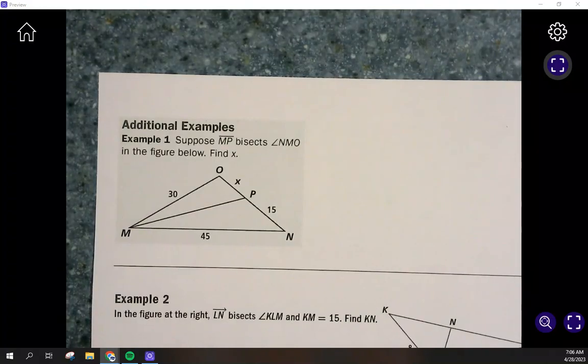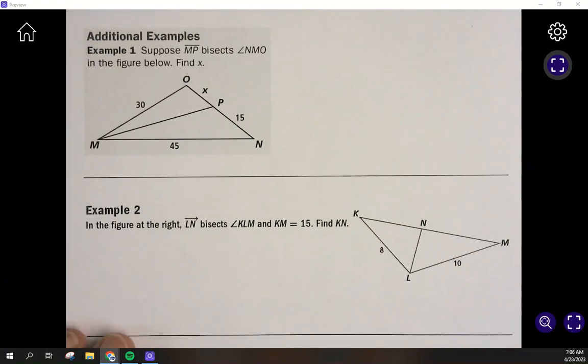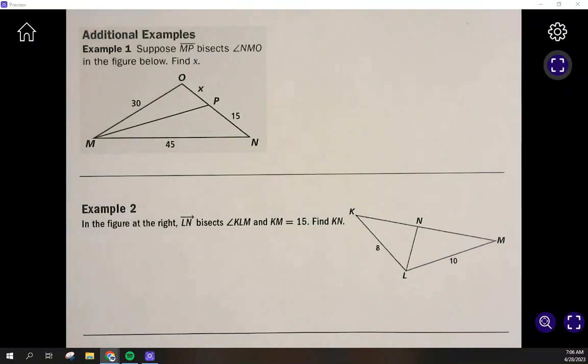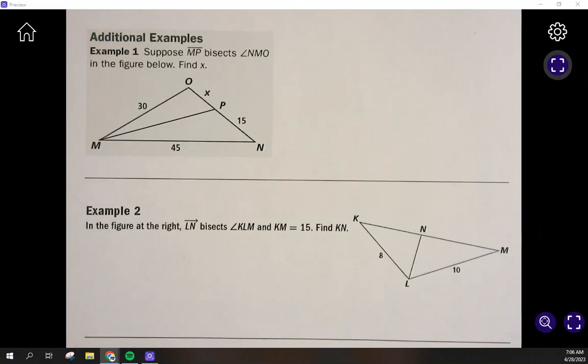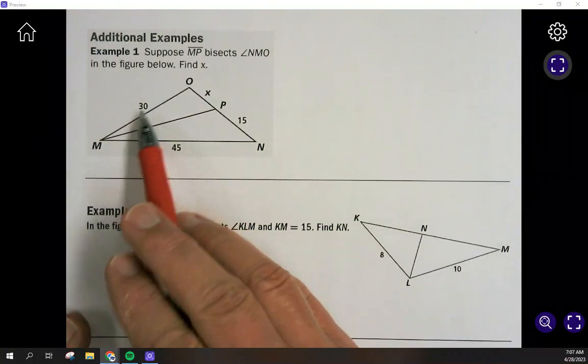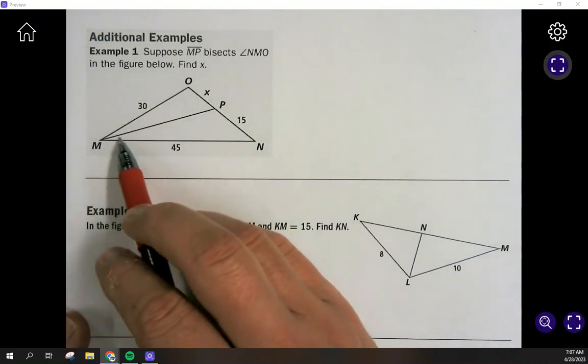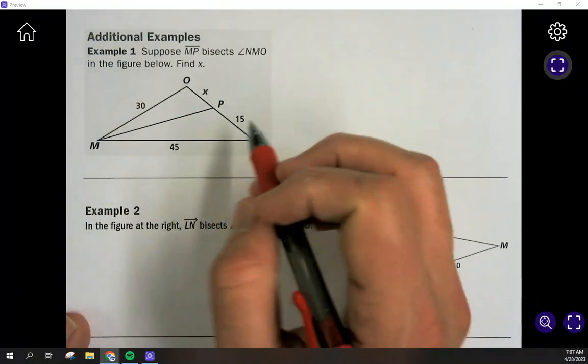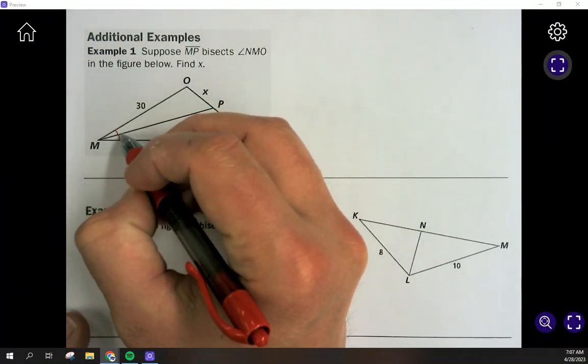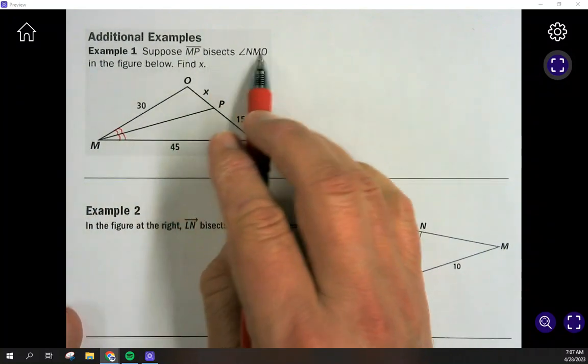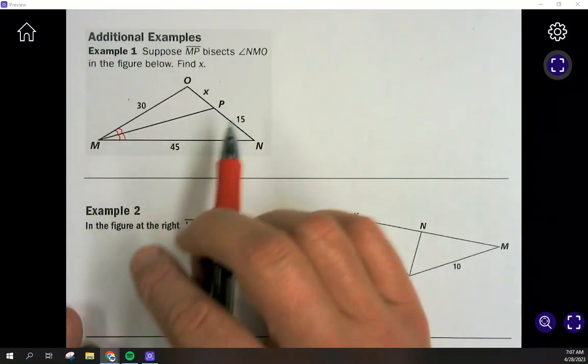So as we flip to the back, we've got example number 1 over here. Additional example number 1. It's going to look just like the one we just did. So this, they have to tell you, is an angle bisector. If it's just a random line, it's not necessarily proportional here. So this has been given as an angle bisector. So therefore, these are going to be in proportion.